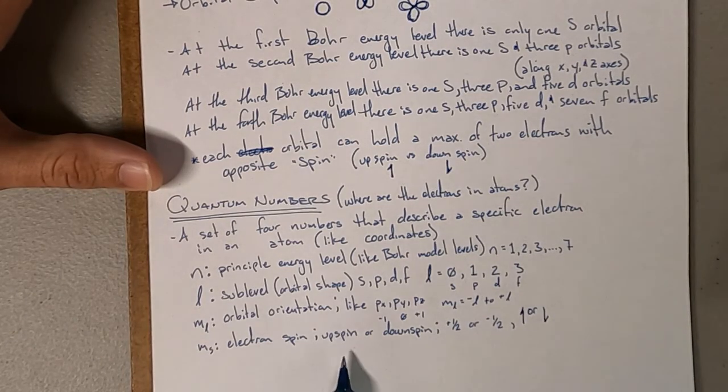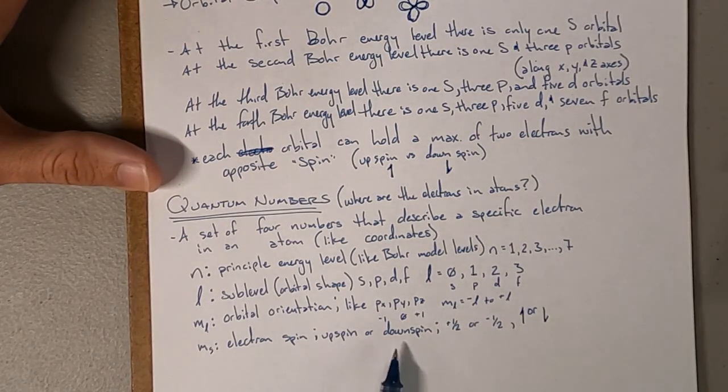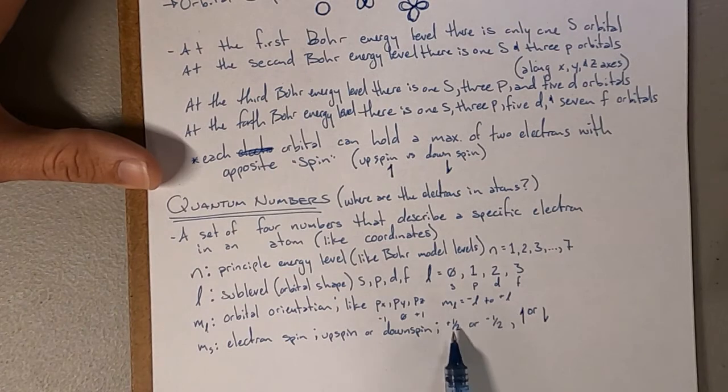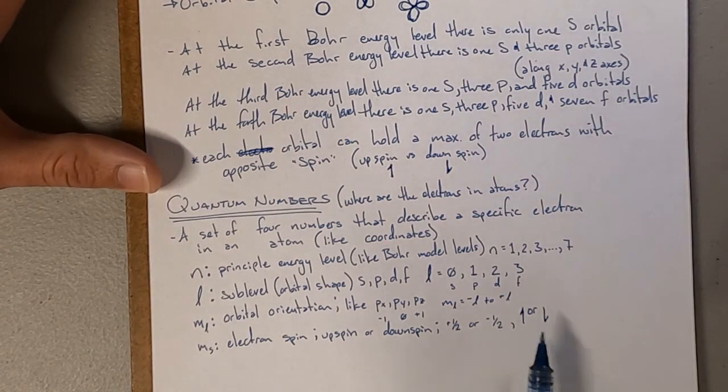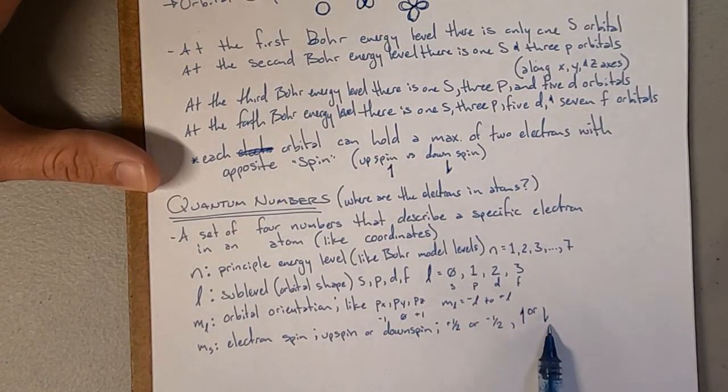With the electron spin, like I said before, it could be up spin or down spin. Those are denoted with plus 1/2 or negative 1/2, and drawn in diagrams as half of an up arrow or half of a down arrow.